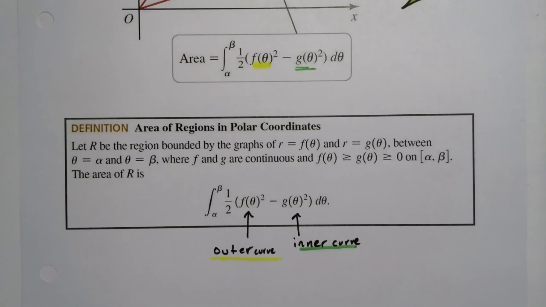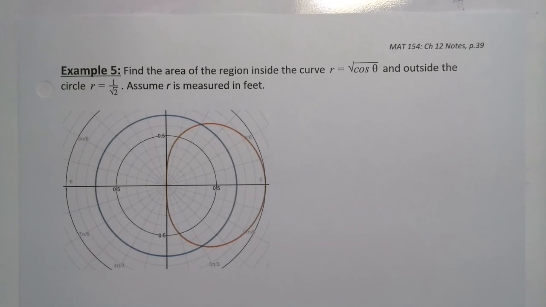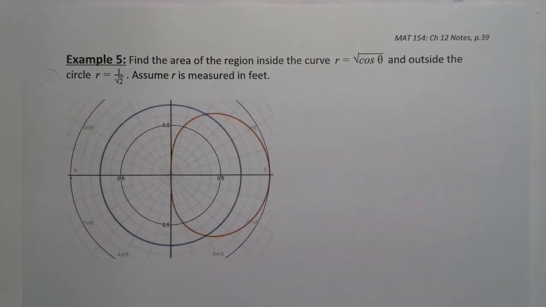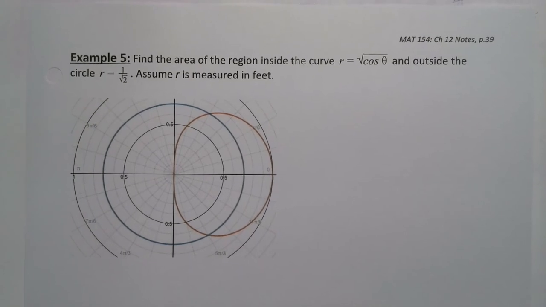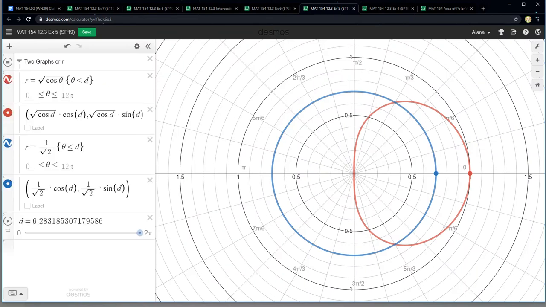All right, so let's start with an example. We want to find the area of the region inside the curve r equals the square root of cosine of theta, but outside the circle r equals 1 over the square root of 2. Now, I graphed these in Desmos, so we can double check them, but I think we all know which one's which, just so we're clear. The one that is r equals the square root of cosine is the kind of jelly bean shaped one. And the blue one for me is a circle.